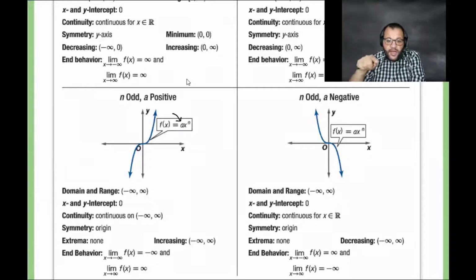But if A, the leading coefficient, is a negative number, it means the inverse. Inverse means you will start from up, then go down. So that is the difference for this one.